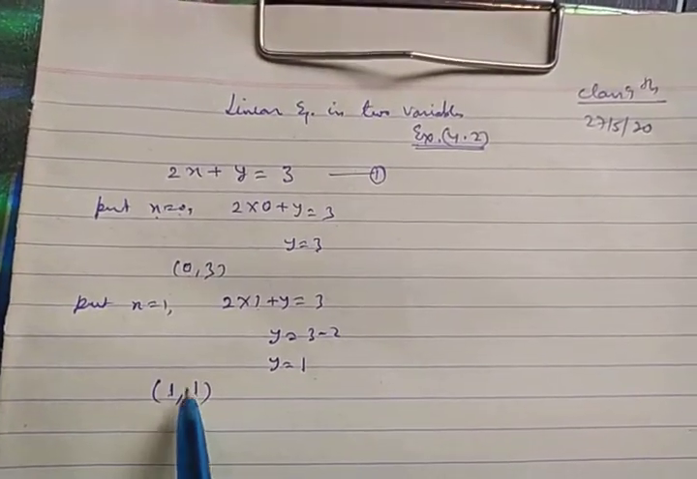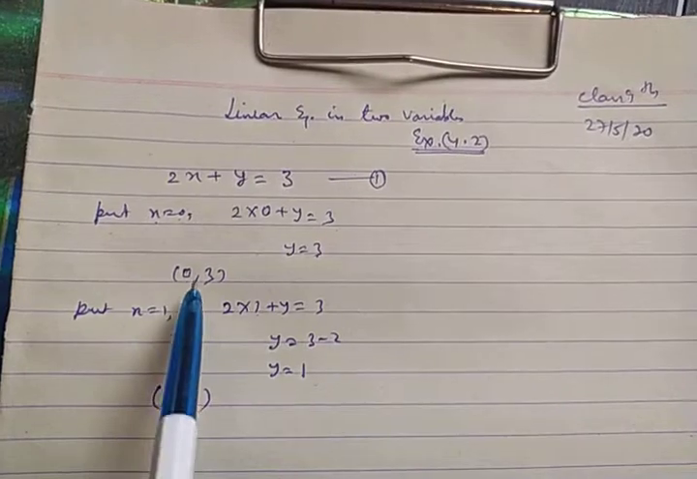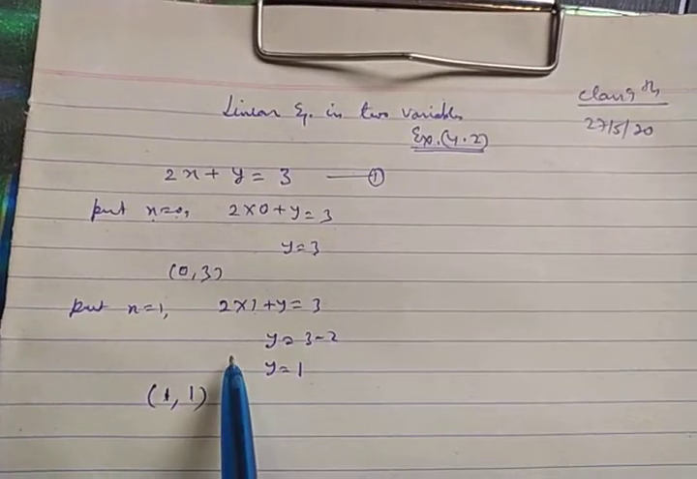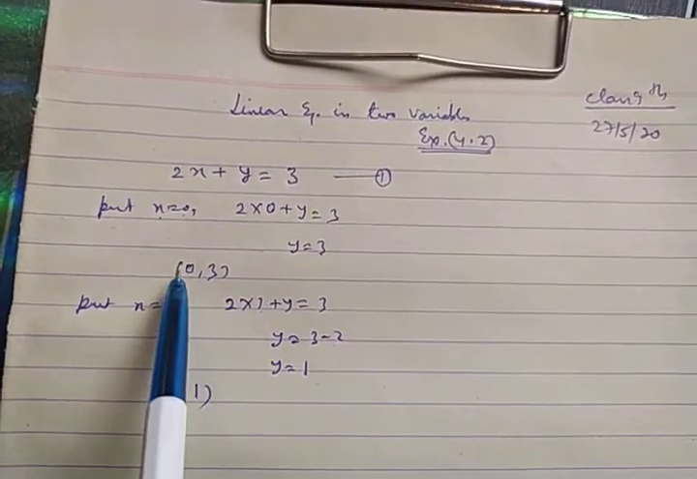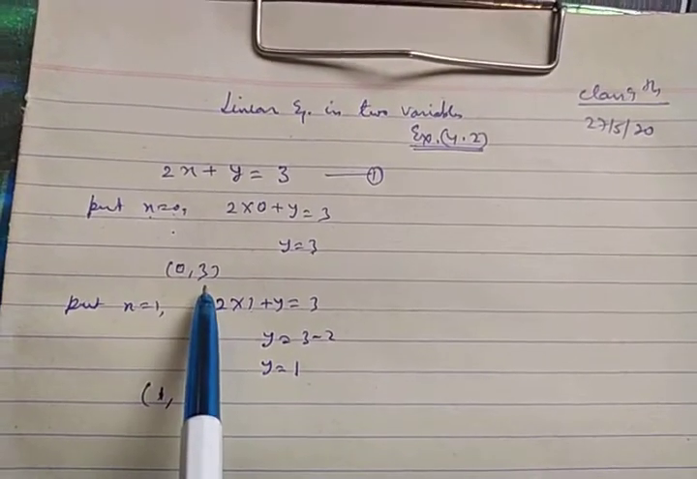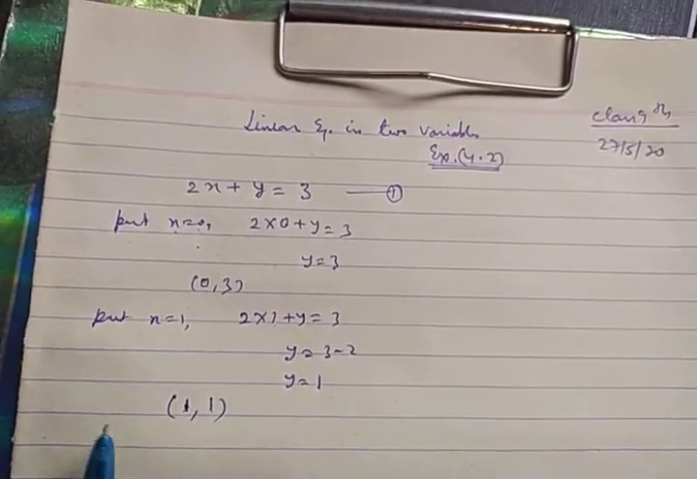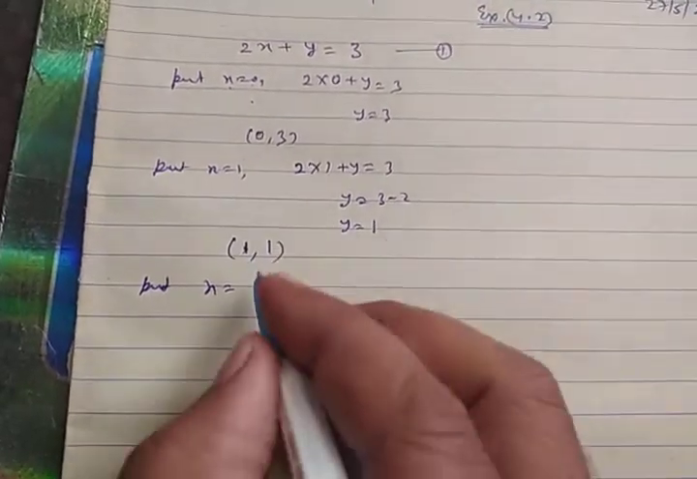These are the values of your random choice, values of x, or any student can take values of y as a random choice. Random choice means whatever he wants to assume, he wants 0, he wants 1, 2, 3, or negative values like minus 1, minus 2. Let us take an example of a negative value. Put x is equal to minus 2.